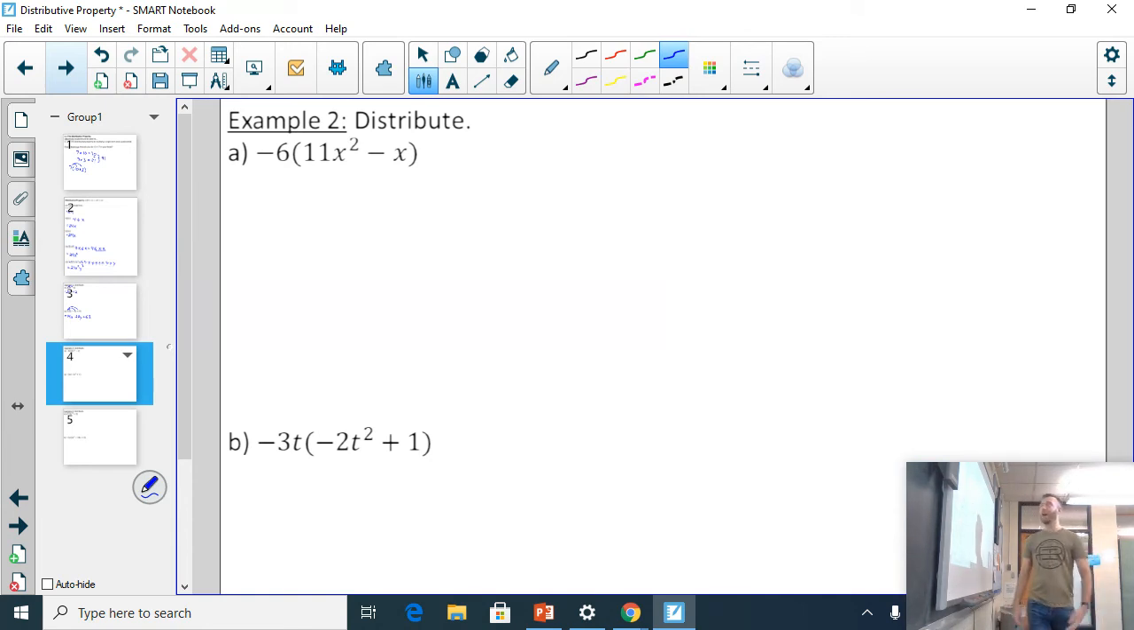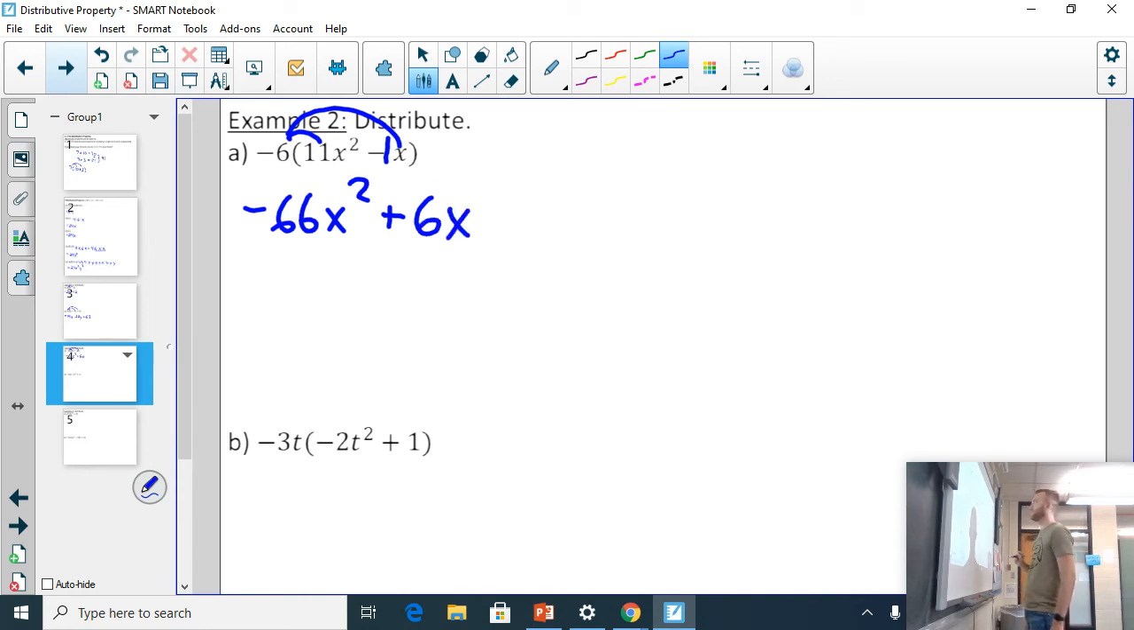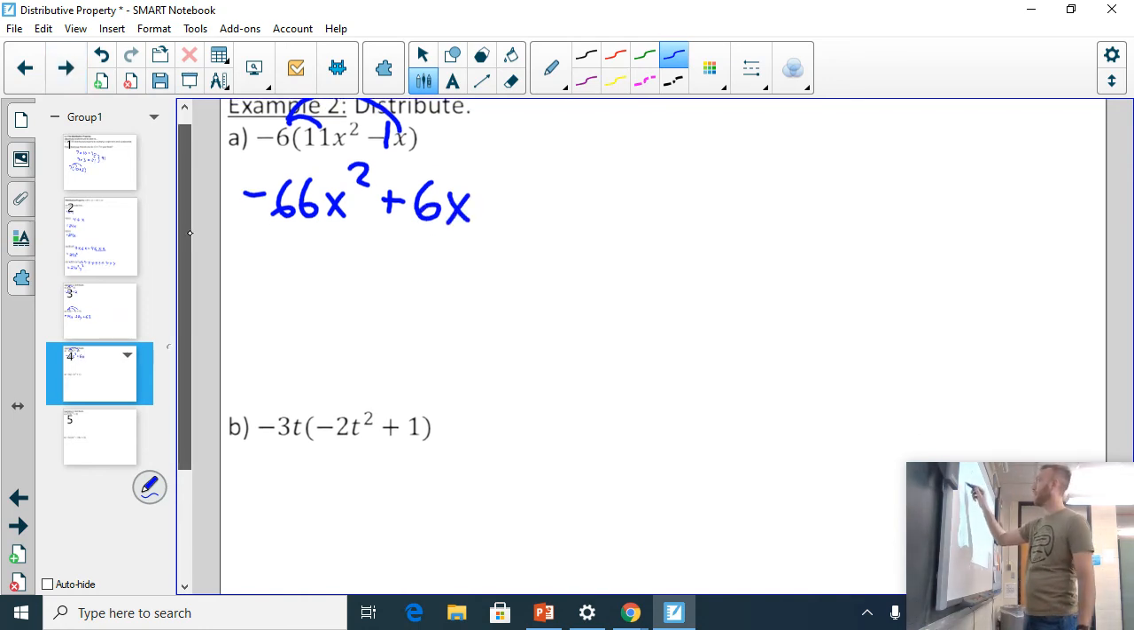And now we're just going to change it up a little bit. So distribute these. So first we do negative 6 times 11x squared. We would just do the numbers, right? So that's negative 66, and then that x squared just stays out front. And then a negative 6 times a negative x. Remember, there's a negative invisible 1 there, so a negative 1x. A negative times a negative is a positive, and then that'll be 6x. So it's 6 times 1, and then the negatives cancel out.